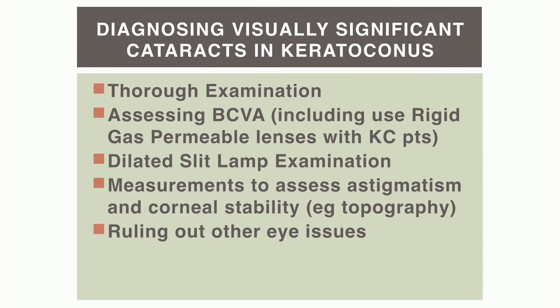So how do you diagnose a significant cataract in patients with keratoconus? Well, it's actually relatively simple. A thorough examination, including assessing your best corrected vision, oftentimes using a contact lens to determine your best vision in order to try to cancel out that portion of your vision which is due to keratoconus, allows a relatively easy diagnosis of a cataract even in patients with severe keratoconus.